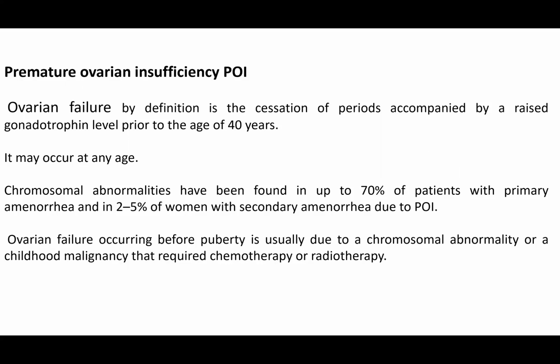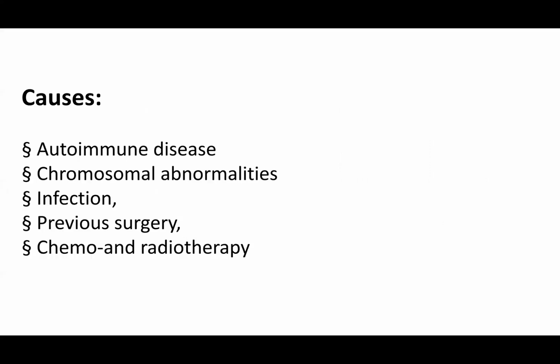Ovarian insufficiency before puberty is usually most likely due to a chromosomal abnormality, or if the child has been exposed to chemotherapy or radiotherapy due to a malignancy. The causes of secondary amenorrhea that may lead to premature ovarian insufficiency are autoimmune diseases, where the autoantibodies affect the function of ovarian tissue, chromosomal abnormalities, as has been mentioned, infections, previous surgery, chemo, and/or radiotherapy.